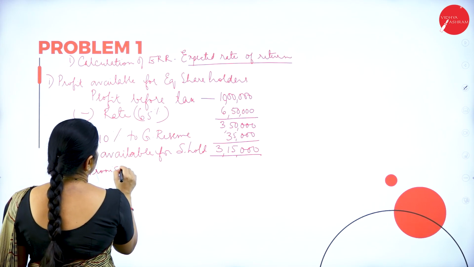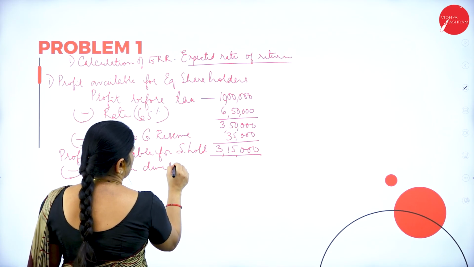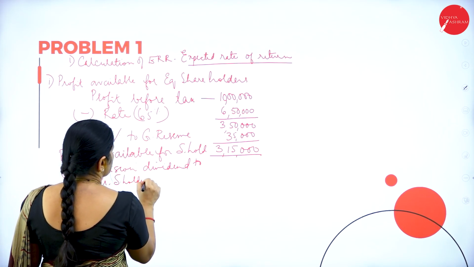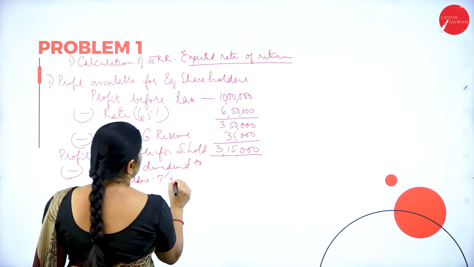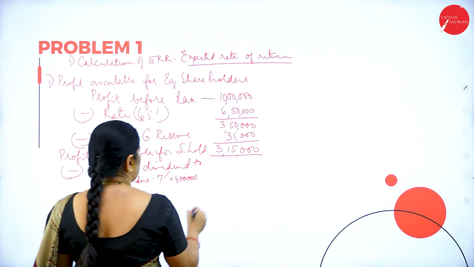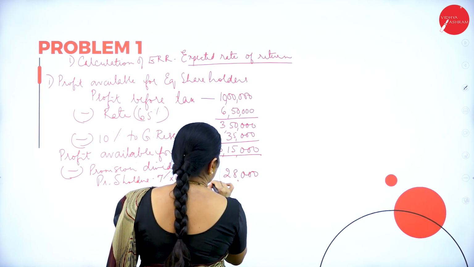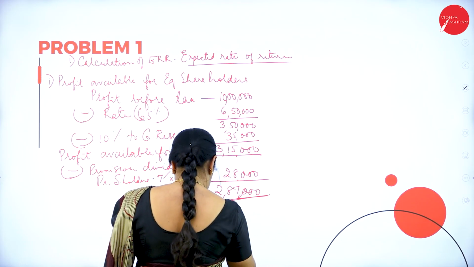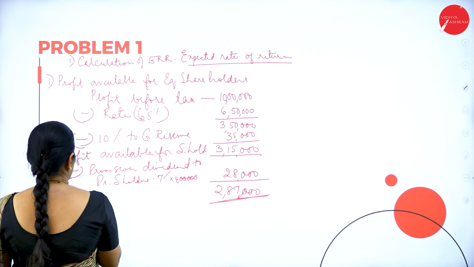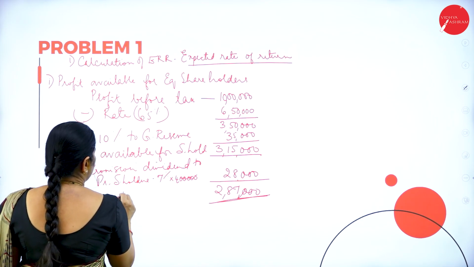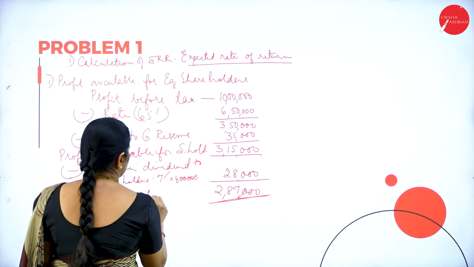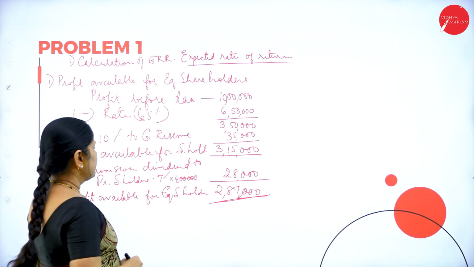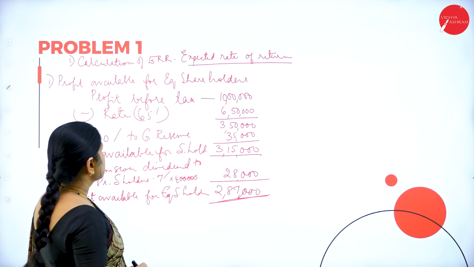less provision for dividend to preference shareholders, that is 7% into 4 lakhs. So that will be 28,000. So when you deduct this, you get 2,87,000. So this is the profit available for equity shareholders. So we have the profit available for equity shareholders as 2,80,000.